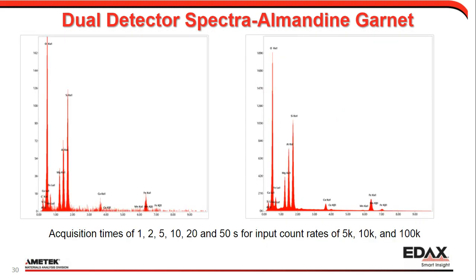I collected spectra at different configurations, different times, 1, 2, 5, 10, 20, and 50 seconds, and with different input count rates, 5, 10, and 100,000 input count rates. I kept the amp time the same for both detectors to make sure I don't have any resolution contributions distorting things in there. So basically, this is an exercise in changing the statistics. How many counts do we have in the spectrum?